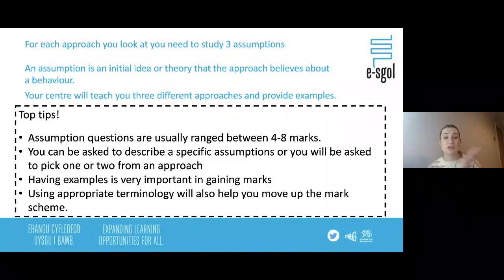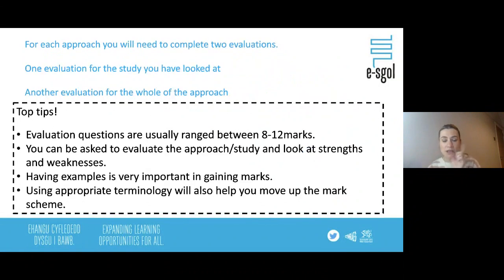And lots of these top tips are the same depending on which topic you're revising. So those are my top tips for assumptions. This one is top tips for evaluation questions. So for each approach, you will need to complete 2 evaluations. The first evaluation will be of the study.